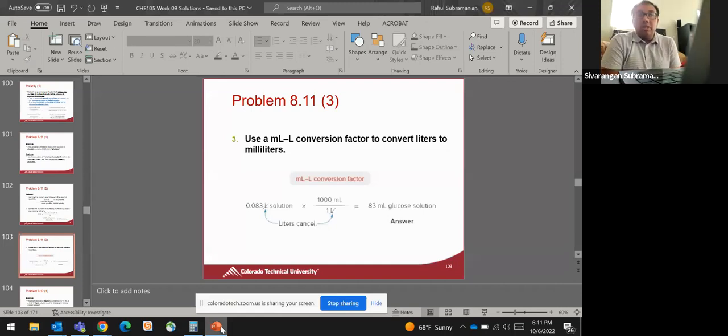So this is what I was saying, convert that liters into milliliters by multiplying it by 1000 to get 83 milliliters of glucose solution.